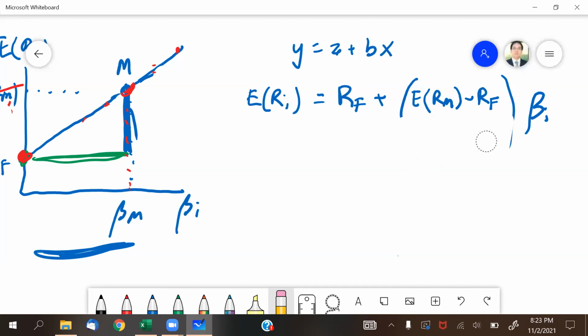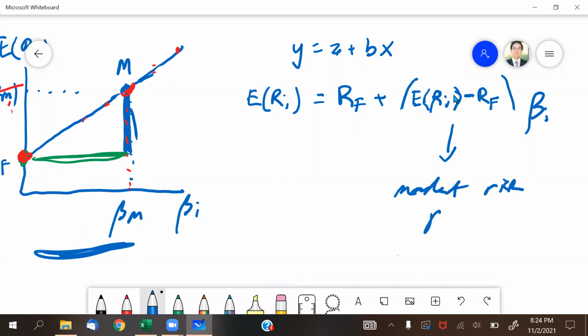Then you get the famous equation, the capital asset pricing model, right? So risk-free plus expected return on the market portfolio minus RF multiplied by the beta of the asset. So this is called market risk premium. Okay. Market risk premium. And this is capital asset pricing model. I think you saw it a lot in the previous videos.